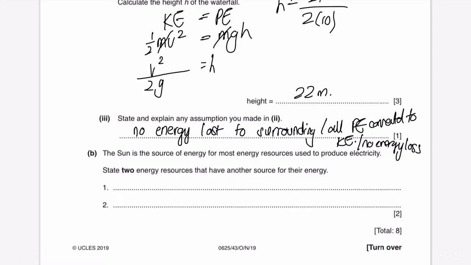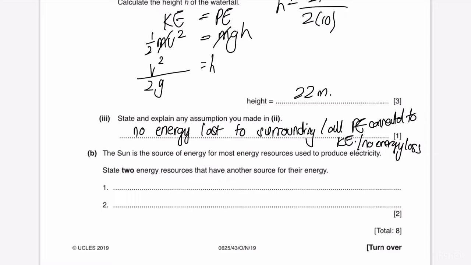B. The sun is a source of energy for most energy resources used to produce electricity. State two energy resources that have another source of their energy. It can be anything. For example, geothermal, because obviously it comes from the earth. Then tidal, which can happen in many different seas or in dams.